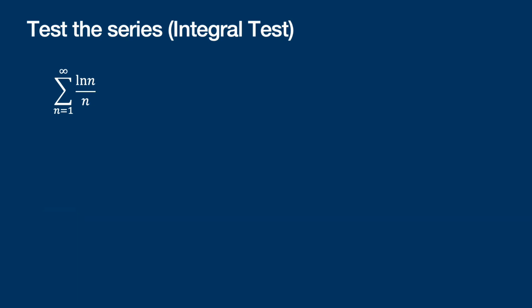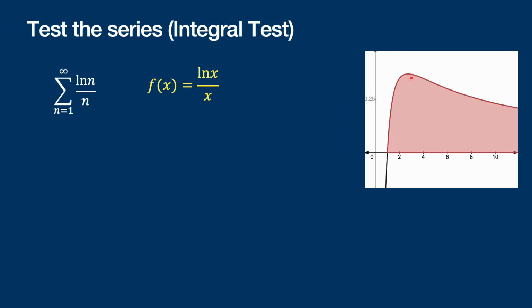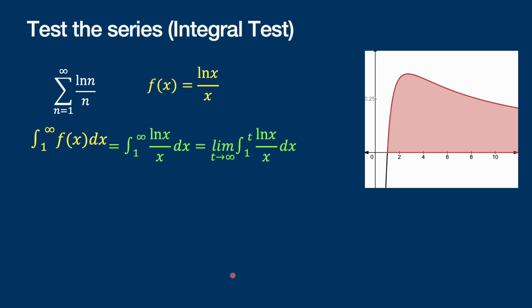Let's have a second example for the integral test. We're going to use the integral test to figure out if a series converges or diverges. The first step is you have to know which function is related to this sequence. That's going to be ln x over x. I give the graph of this function. You see this point, it is decreasing and continuous. So we're going to find the improper integral of this function, from 1 to infinity of ln x over x dx.